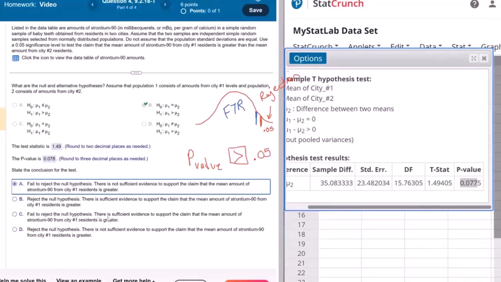Fail to reject. There is sufficient evidence? No. When I fail to reject, I don't have enough evidence. I only have enough evidence when I can reject the null hypothesis. A is the correct answer.